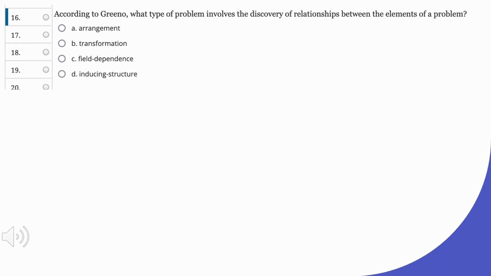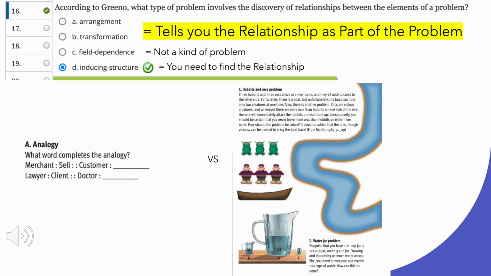Question 16. According to Greenough, what type of problem involves the discovery of relationships between the elements of a problem? A. Arrangement. B. Transformation. C. Field dependence. D. Inducing structure. It's D. Inducing structure, since those kinds of problems, like analogies, require you to find the relationship. The others tell you the relationship as part of the problem.